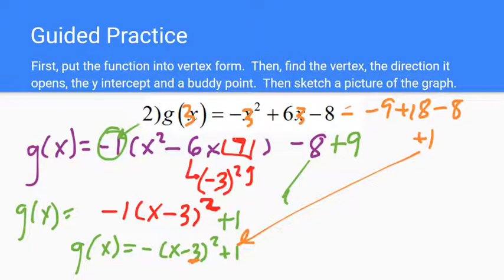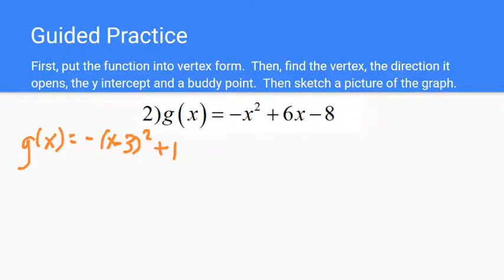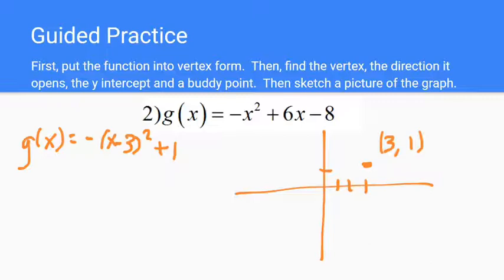Okay, so now let's sketch a graph of that. I just cleaned up my space a little bit, so I've got -(x minus 3) squared plus 1. So I'm going to start off by finding my vertex, which would be at (3, 1). And I know it's going to face down, and I know it's going to have a y-intercept of -8, because if you plug in 0 for x, you get y is -8. So there's half of our parabola at (0, -8).